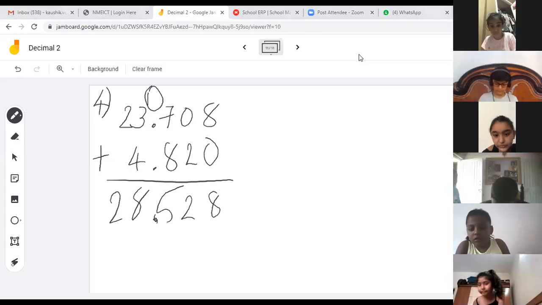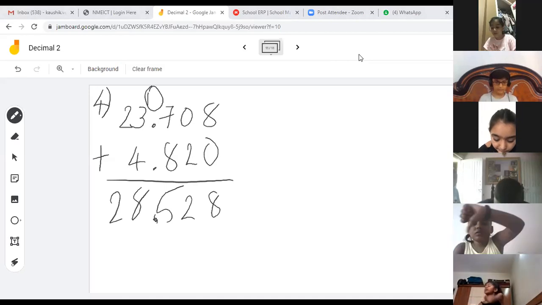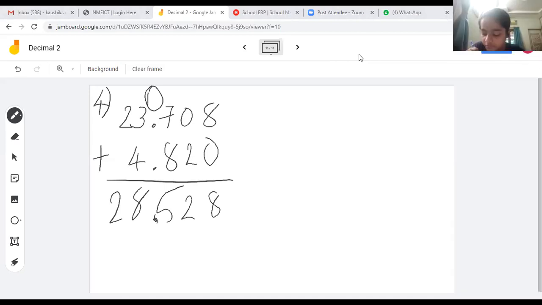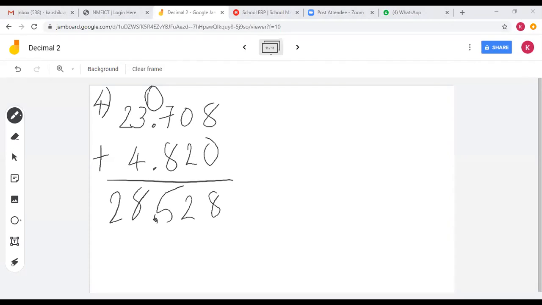Yes? These are very easy addition sums. You can do it very quickly. Correct? Come on, do it fast. Come on, do it quick. Yes. Come on. Do it quick. Yes. Come on. Do it fast. Yes, very good. Very good.